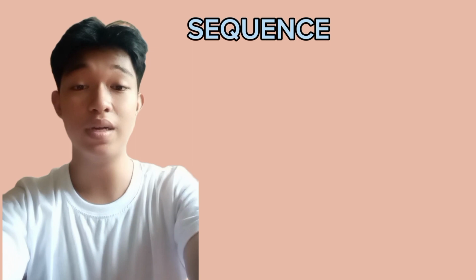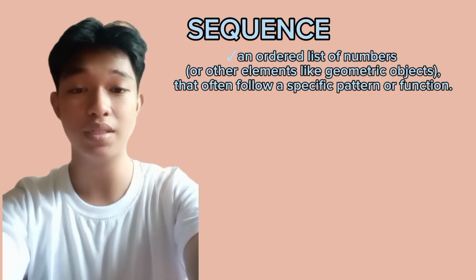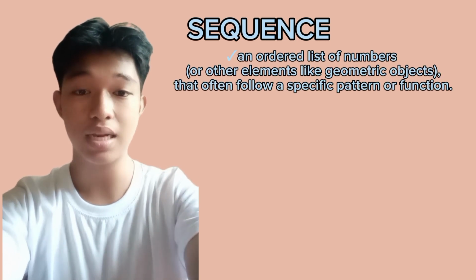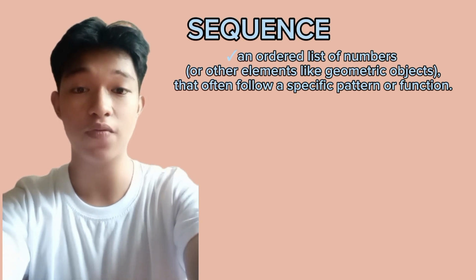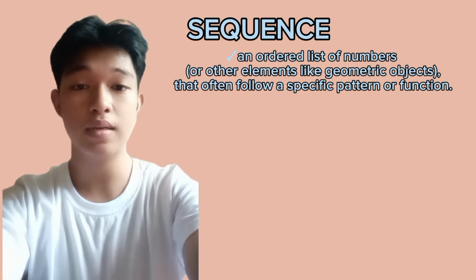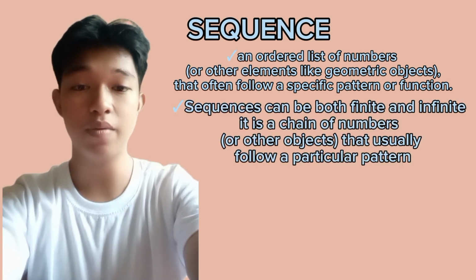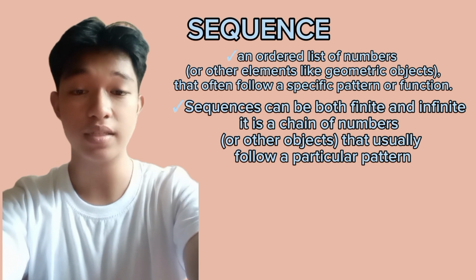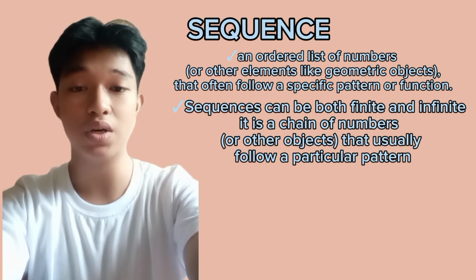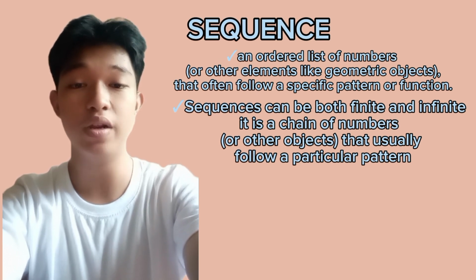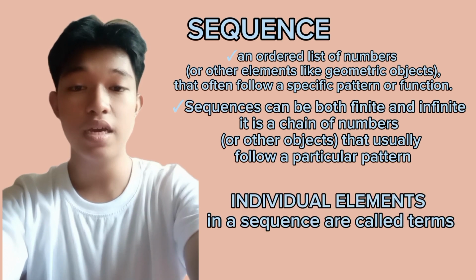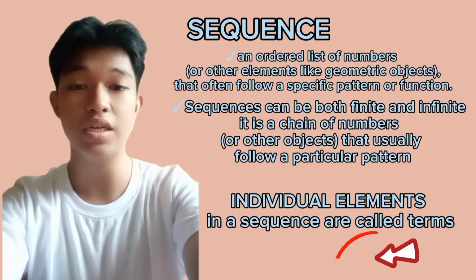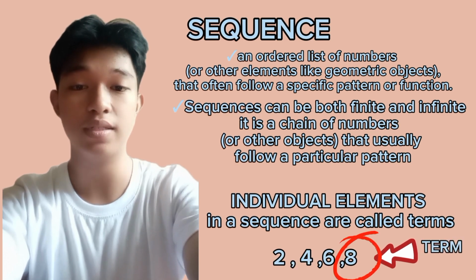A sequence is an ordered list of numbers or other elements, like geometric objects, that usually follow a specific pattern or function. Sequences can be both finite and infinite. It is a chain of numbers or other objects that usually follow a particular pattern. Individual elements in a sequence are called terms.